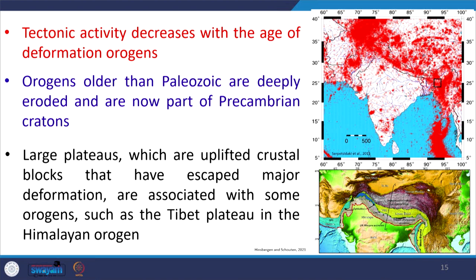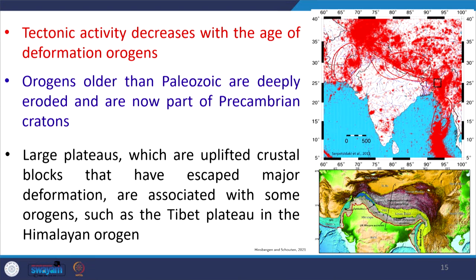So this age of deformation indicates how tectonically active the area should be. For example, in the Himalayan context, active collision is going on here. However, this side you will see somewhat different topography, and similarly this side you will get somewhat different topography. So depending upon the age, the topography also varies.